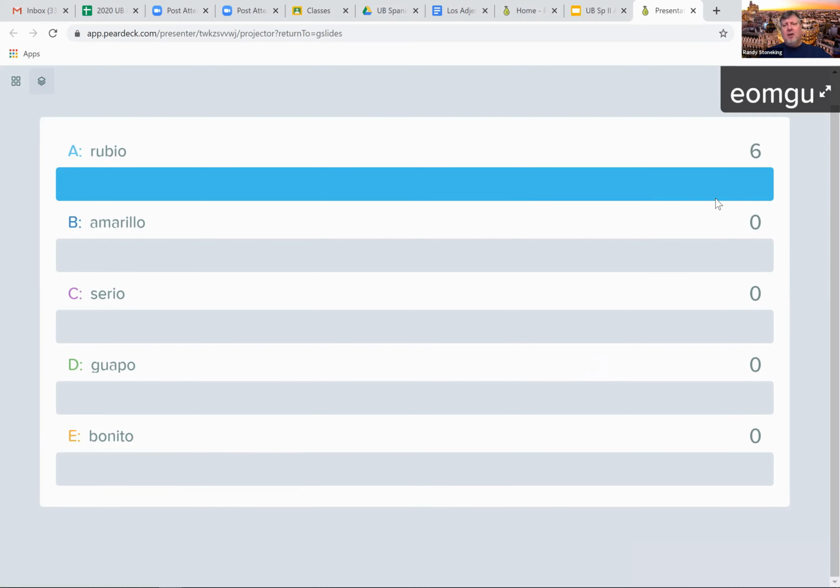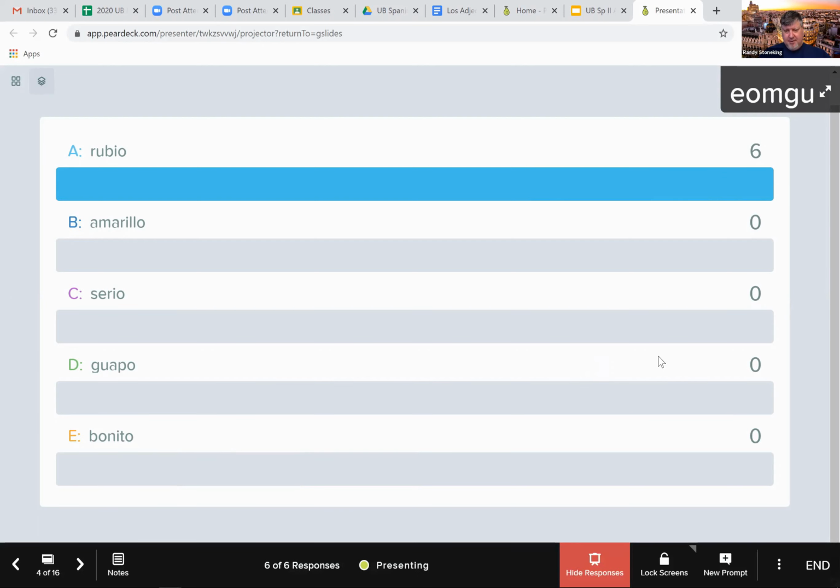I always find blonde to be a little confusing because rubio, ruby, red makes me think of red hair. It can be a little confusing sometimes, but it's not. It's blonde.